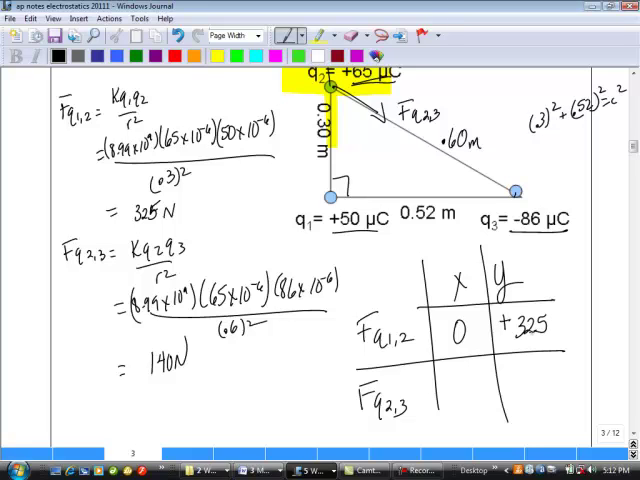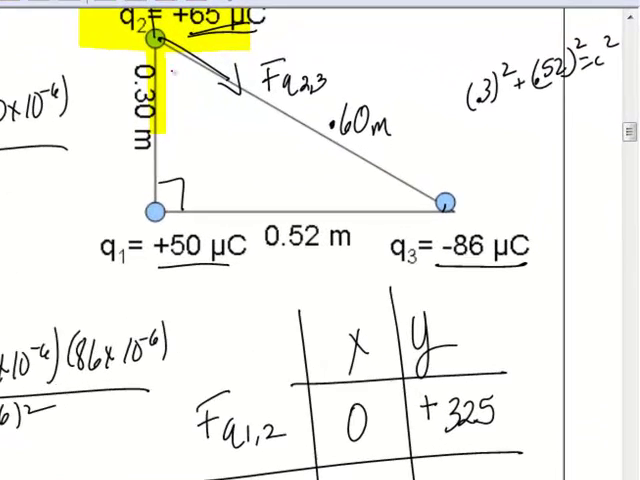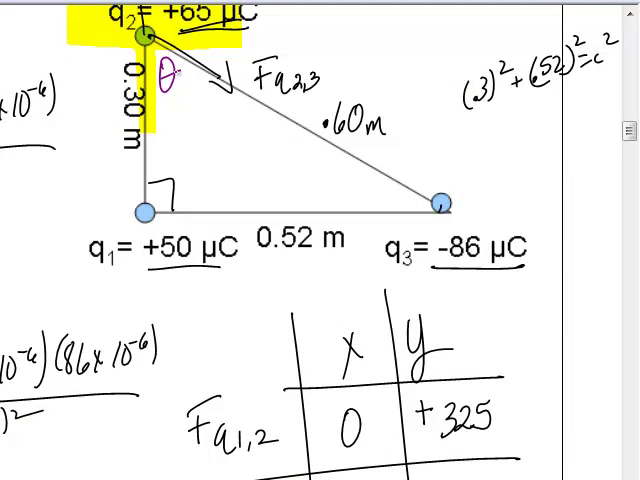Now, what do we do with this nasty Q2, Q3 mess? If we look at this, I know what that is. I just calculated that. That is 140. But in order to plug in my T-chart, I need these components right here. In order to get those components, I need this angle theta. How do I get angle theta? Good old trig that never fails me. If I use the tangent is opposite over adjacent, I can calculate that angle to be 0.52 divided by 0.30, and I get a value of 60 degrees here.